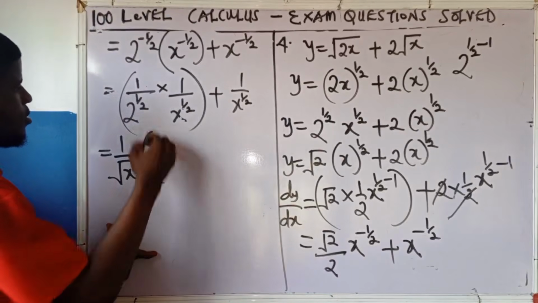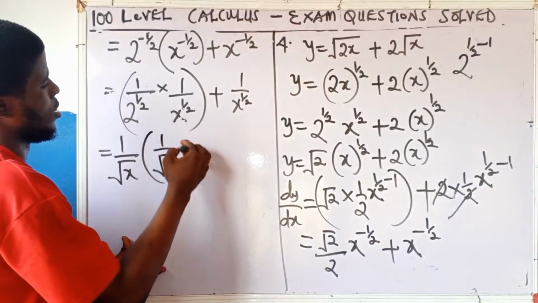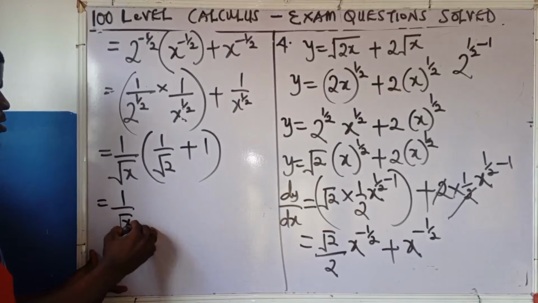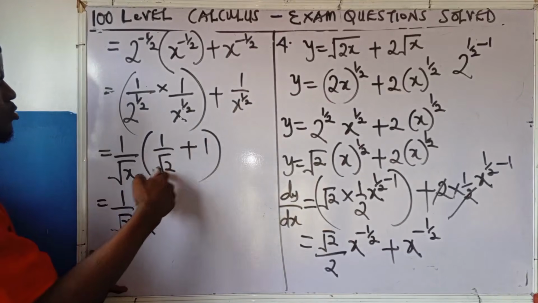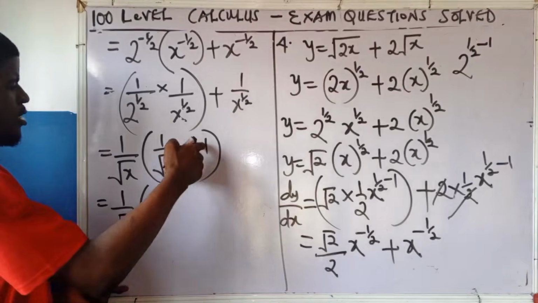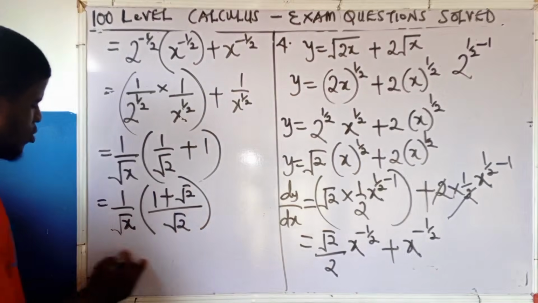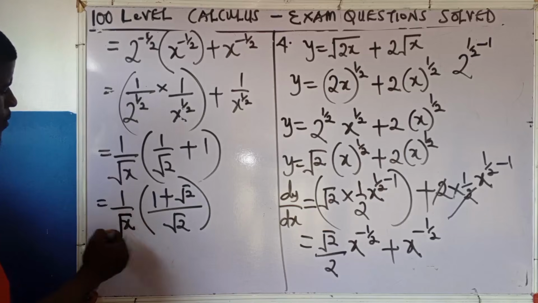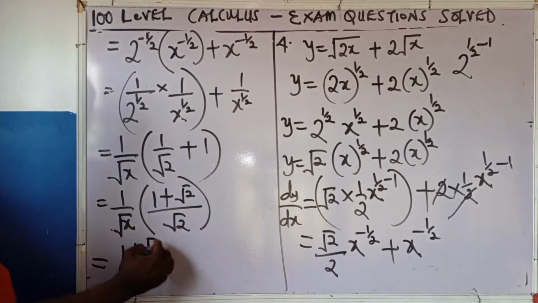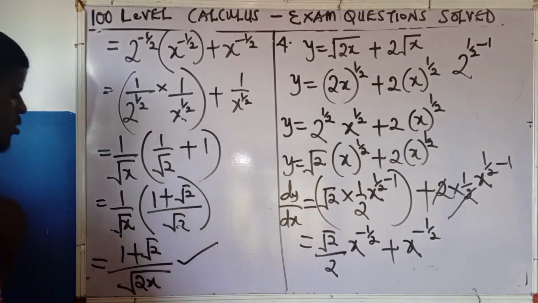What's left? This 1 over, this is still root 2 now. This is still root 2, yes. Then what's remaining here? 1. So we have 1 over root x times, let's simplify this. Root 2 times 1 is root 2. So we have 1 plus root 2 all over root 2. I just did LCM in a simple way. So what will happen now finally? This multiplies this. This multiplies this. So this times this, 1 plus root 2. This times this is root 2x. This is the answer to the question.